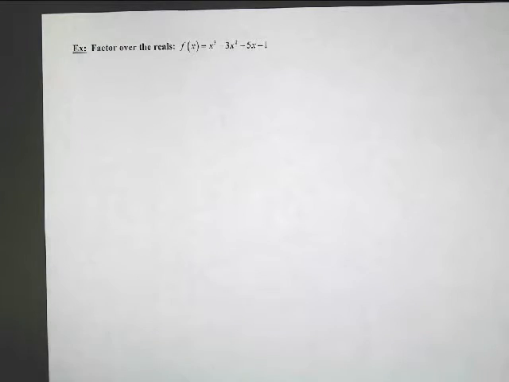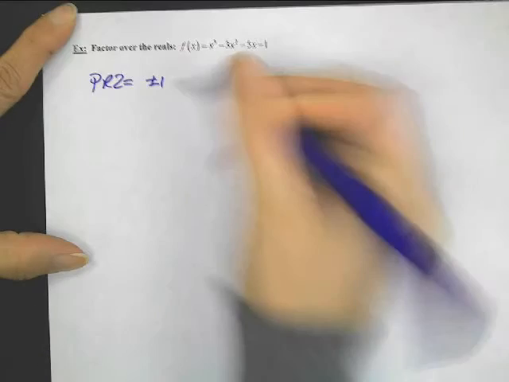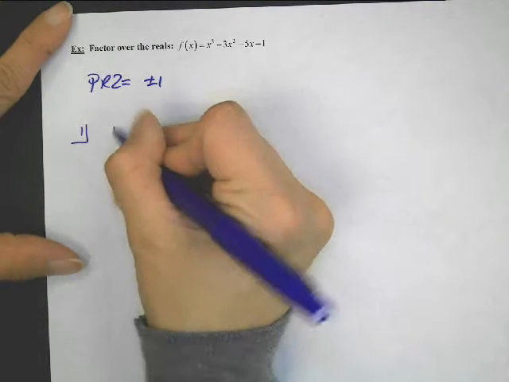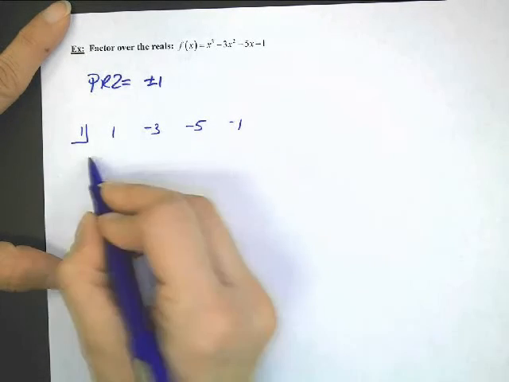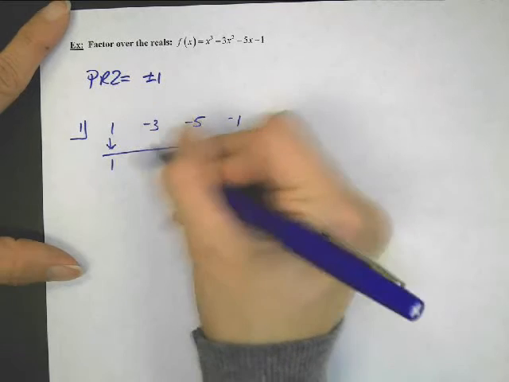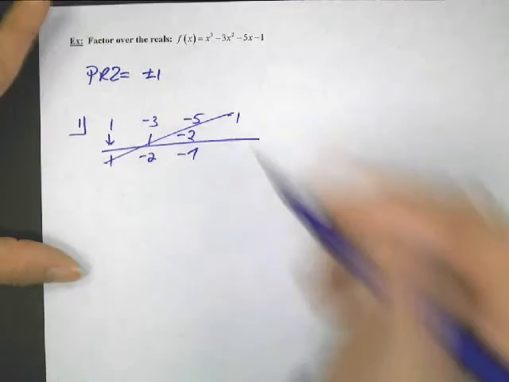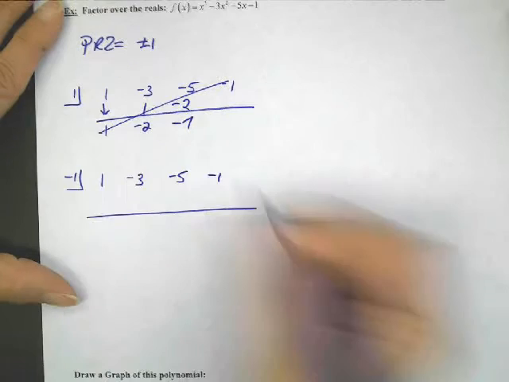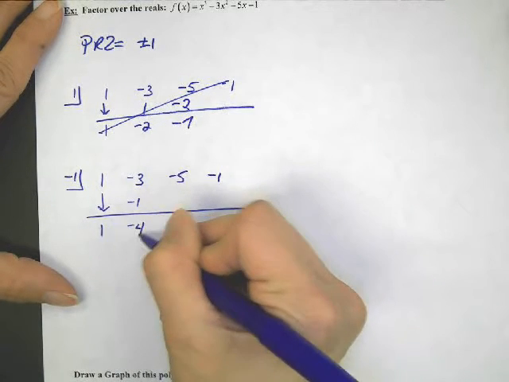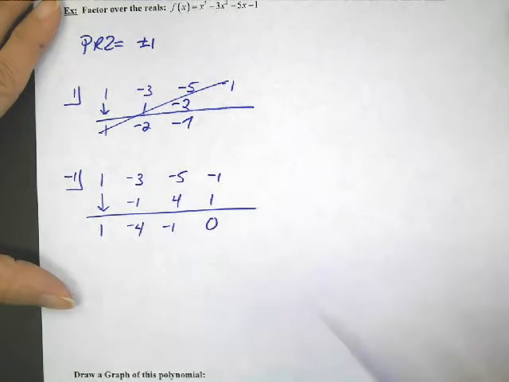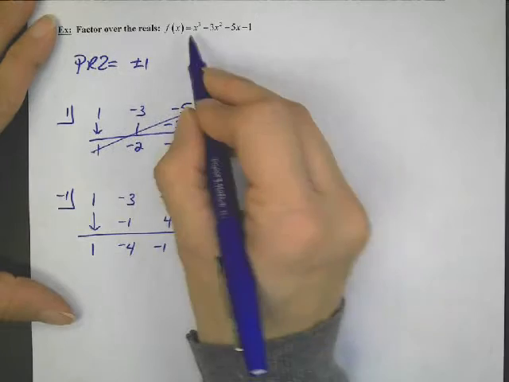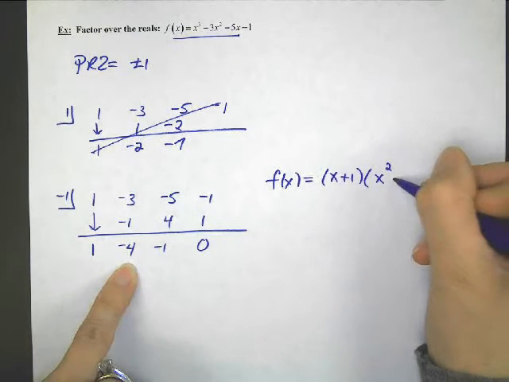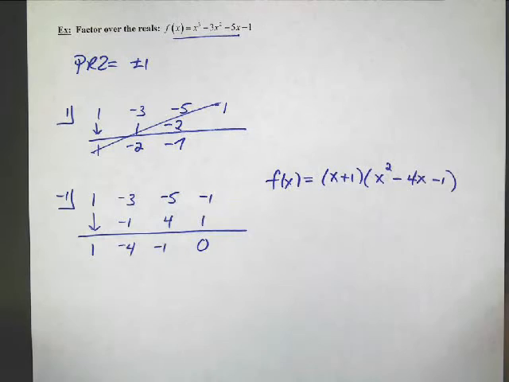It looks like the PRZ list is going to be rather small. PRZ list is plus minus 1 divided by plus minus 1. So I think I'll try a 1. 1, negative 3, negative 5, negative 1. Does it work? No. All right, well, I hope negative 1 works. 1, negative 3, negative 5, negative 1. So 1, negative 1, negative 4, positive 4, positive. It worked. So f of x, which started off as a cubic, is now down to x plus 1, x squared minus 4x minus 1.